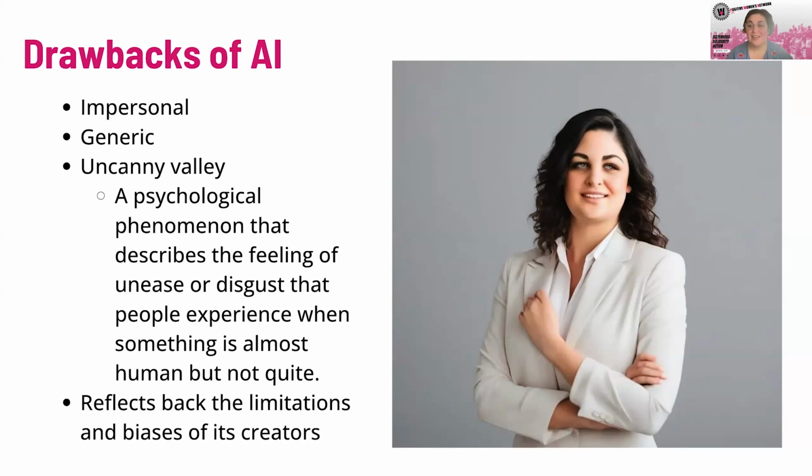Have y'all heard the term uncanny valley? Note to self, don't use AI for photos. So AI is notoriously bad, and I'm sure it'll improve, they're working really hard to improve it, on faces and hands. Sometimes when you're trying to generate pictures with human faces and hands, it doesn't know what to do, and you end up with all kinds of creatures from your nightmares, y'all. Scary stuff. Uncanny valley is a psychological phenomenon that describes the feeling of unease or disgust that people experience when something is almost human, but not quite.